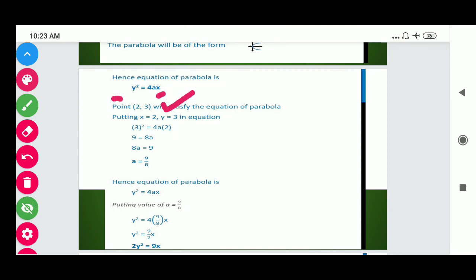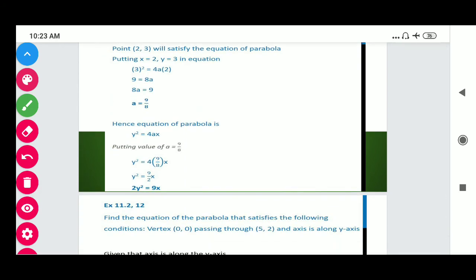After that we put the point (2, 3) in the position of x and y, so that we get a equals 9 over 8. Hence the equation of the parabola is y square equals 4ax. Now by putting the value of a equals 9 over 8, we get the answer y square equals 9 over 2 x, that is 2y square equals 9x.